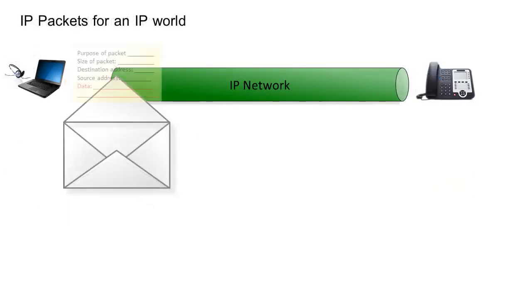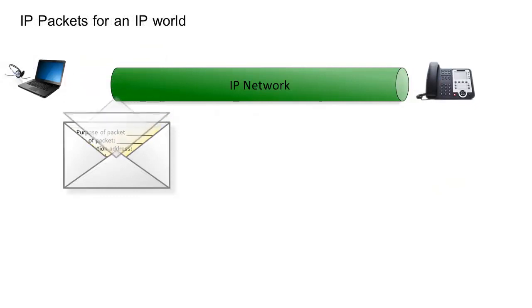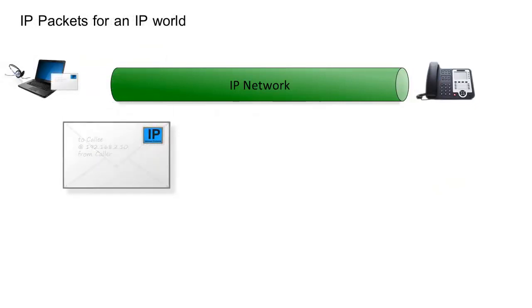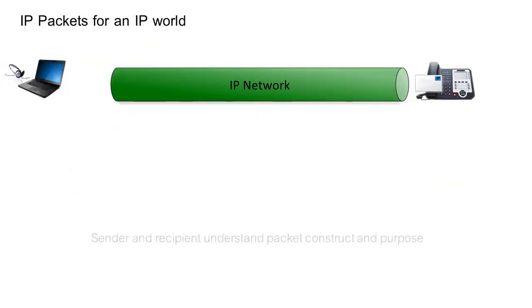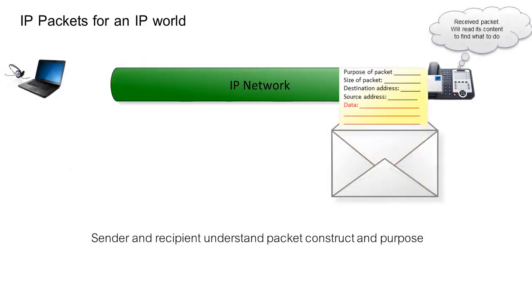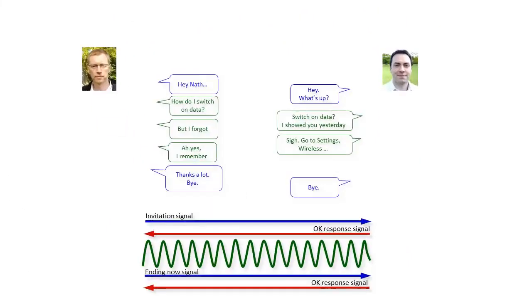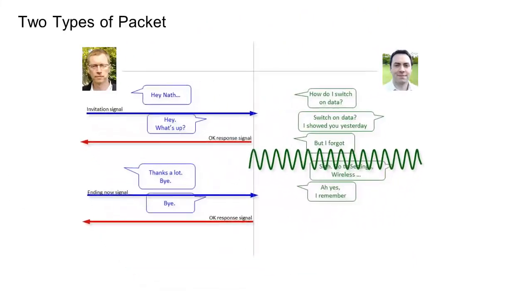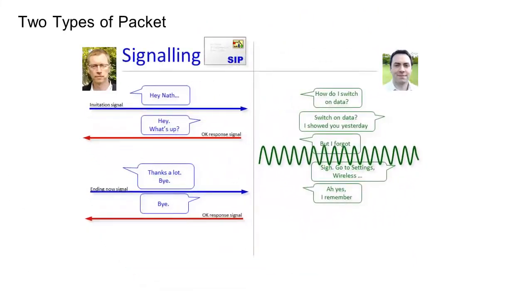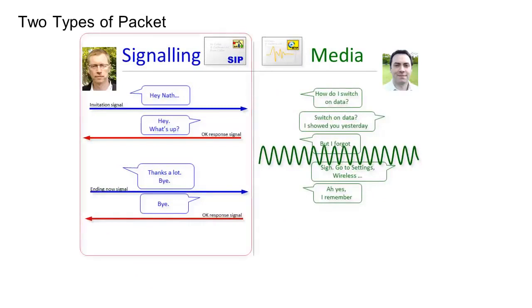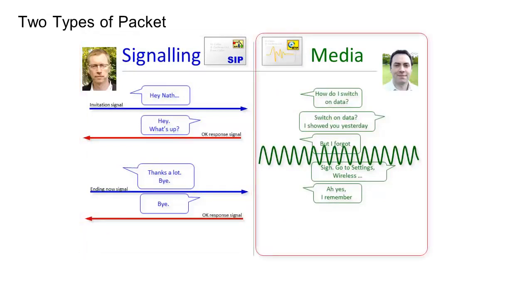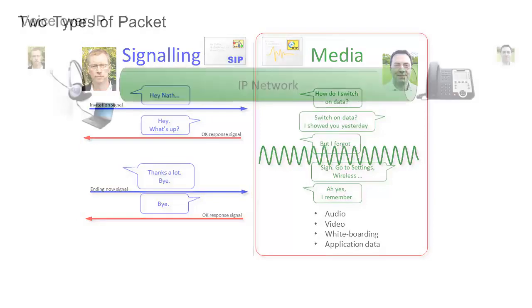Now, there's lots of different types of IP packet, each with their own function and content. The important thing is that both sender and receiver understand the packet construct and what to do with its data. In IP communications, there are two types of IP packets. There's signaling packets and media packets. Signaling packets to establish or set up the session, and media packets to then convey the audio, the video, the whiteboarding data, and so on.